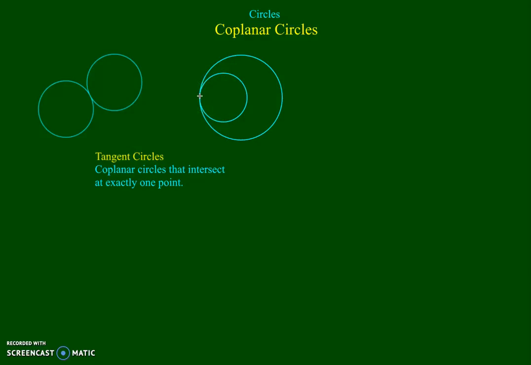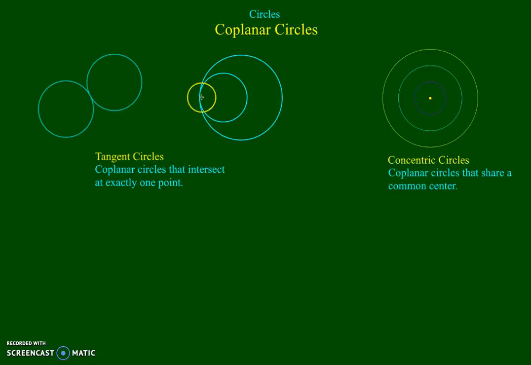Then we have another group of circles. These are called concentric circles. Concentric circles are circles with a common center. And as you can tell, these are all different sized circles. And we're going to talk more about different sized circles a little bit later. But first, I want to take a look at the interaction between tangents and circles.